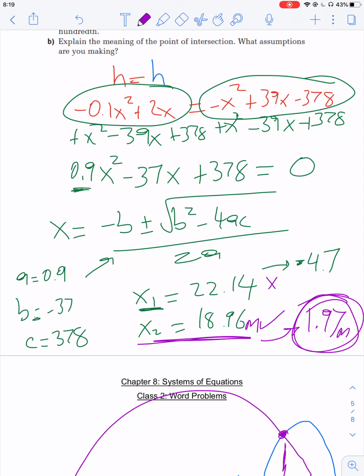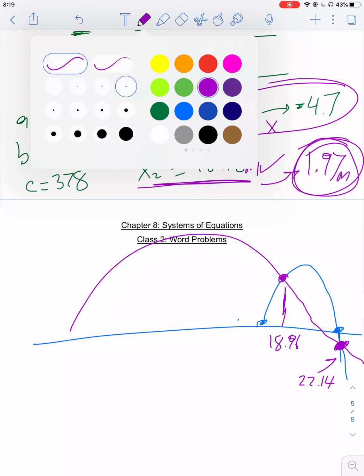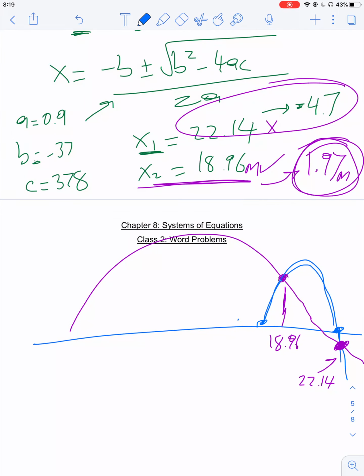Okay, and this one does not make any sense because this would mean that this person, instead of landing on the ground, would kind of go underground and then catch the ball again underneath the ground, right? Which obviously doesn't make sense. So which is why you have to reject this one and accept this one, okay? So I hope this is kind of making sense.